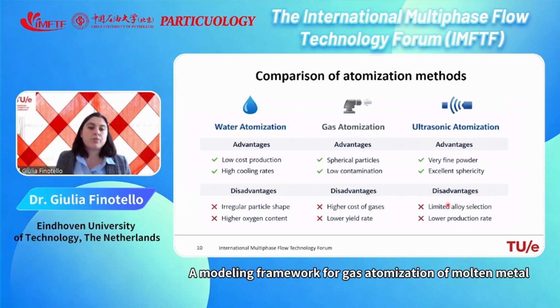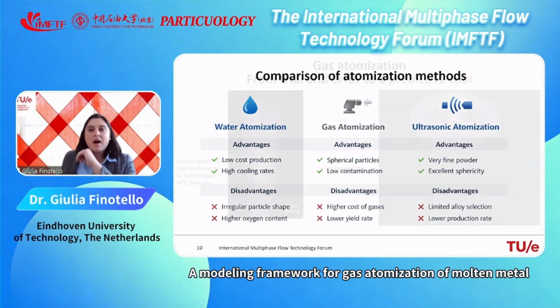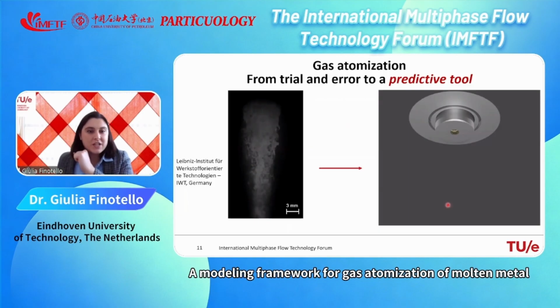Ultrasonic atomization produces very fine powder. We also see quite a narrow size distribution if you can control some parameters. It has excellent sphericity, but still we are talking about a very compact and small scale powder production method. So that's very far from industrial methods such as water and gas atomization. So that means that we are back to gas atomization.